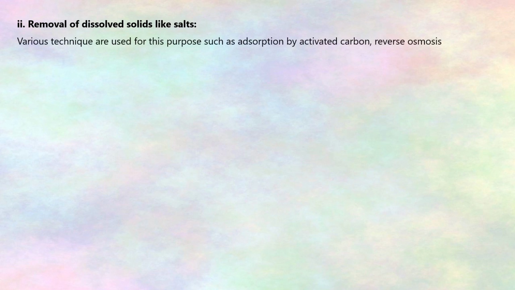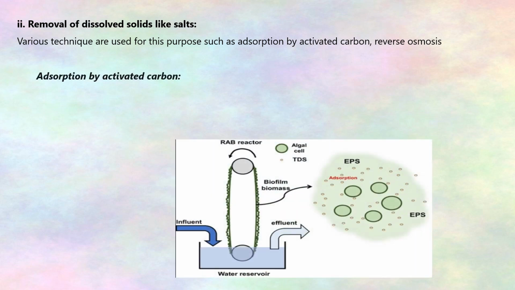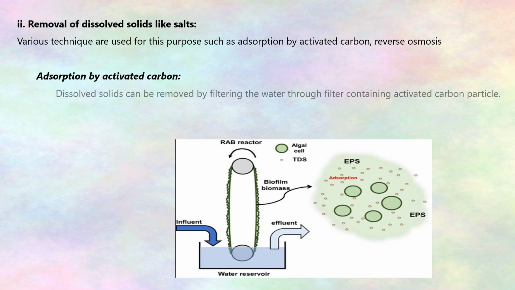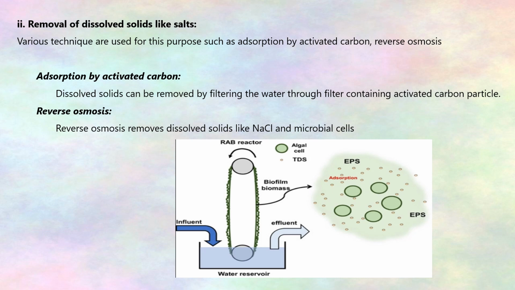The next step includes the removal of dissolved solids like salts. Various techniques are used for this purpose such as adsorption by activated carbon and reverse osmosis. Adsorption by activated carbon: dissolved solids can be removed by filtering the water through a filter containing activated carbon particles. Reverse osmosis: reverse osmosis removes dissolved solids like sodium chloride and microbial cells.